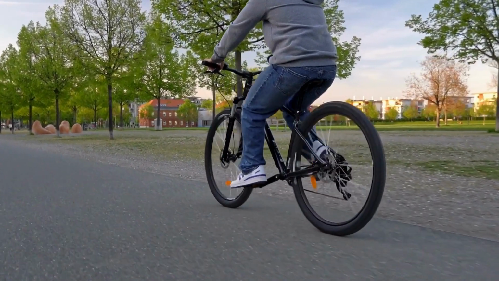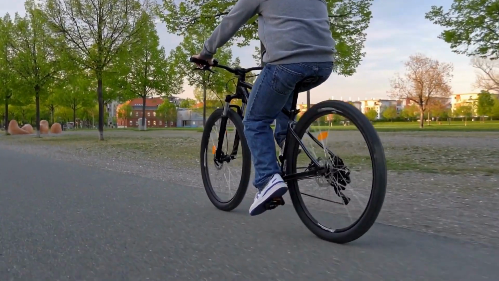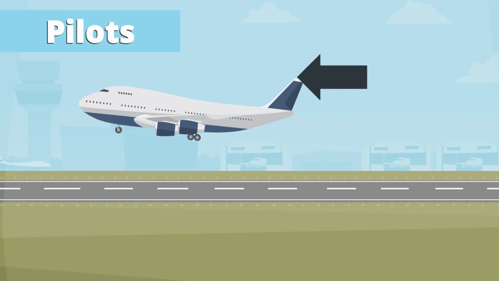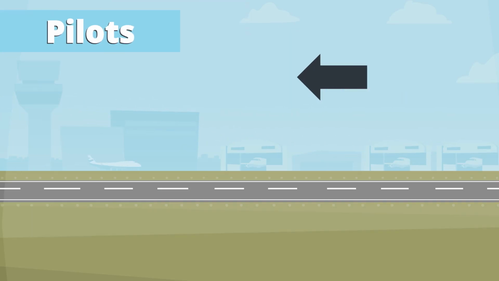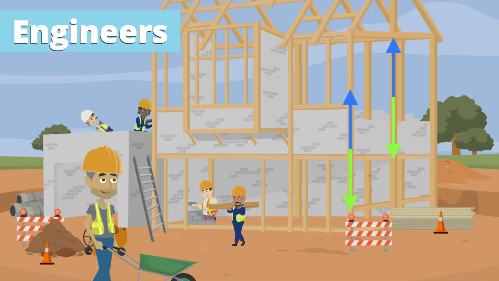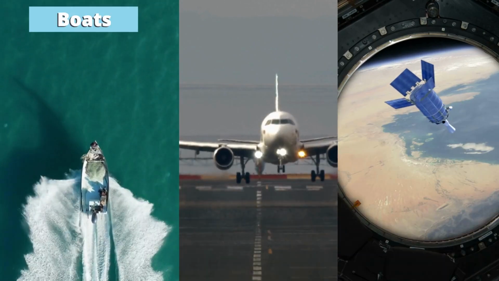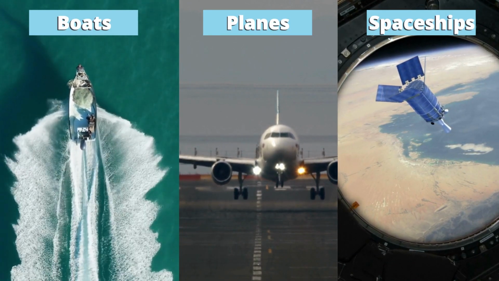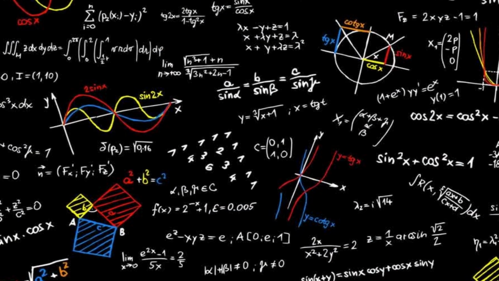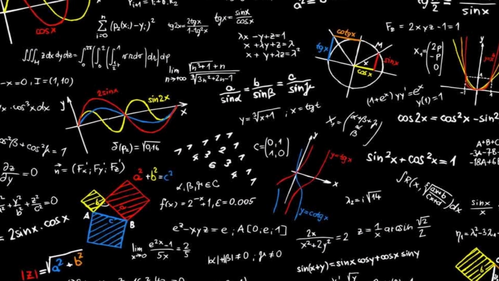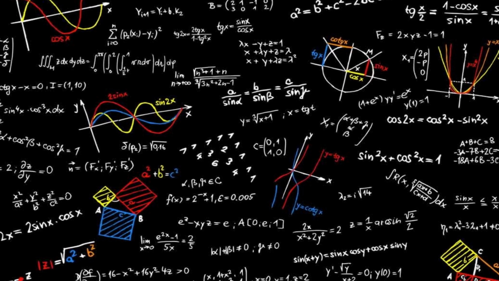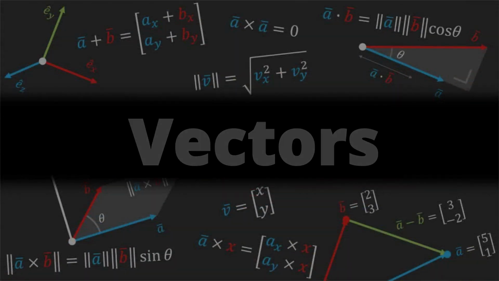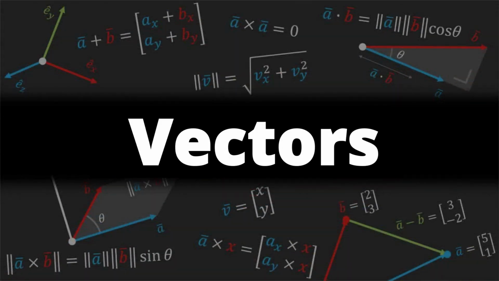Why this matters. These examples aren't just exercises, they're tools for understanding the real world. Pilots use vector math to adjust flight paths for wind. Engineers use vectors to design stable structures. Boats, planes, and even spaceships rely on vectors to navigate tricky environments. By breaking problems into steps, visualizing the motion, and applying basic math, vectors become less intimidating and more powerful. Ready to dive deeper into vector subtraction, scaling, or products?